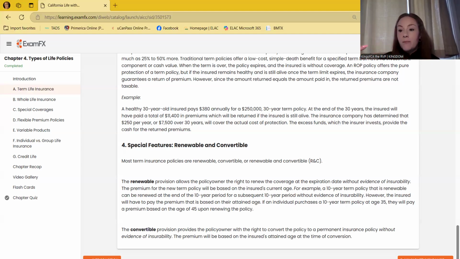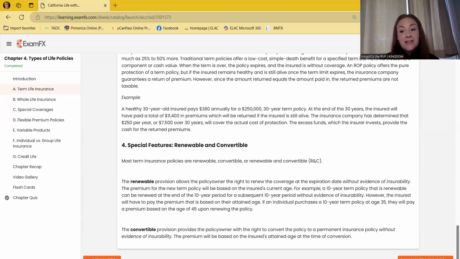Convertible is when you are going to go to another type of policy. So renewable is going from term to term. Convertible would be going from, like, term to whole life. We would then convert it into a whole life policy and then go from there. A lot of companies get people that way. They give them a term policy for, say, 30 years.